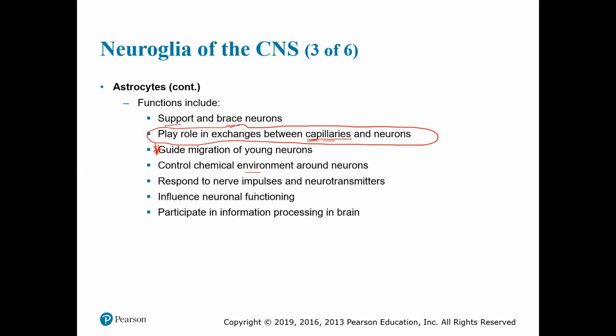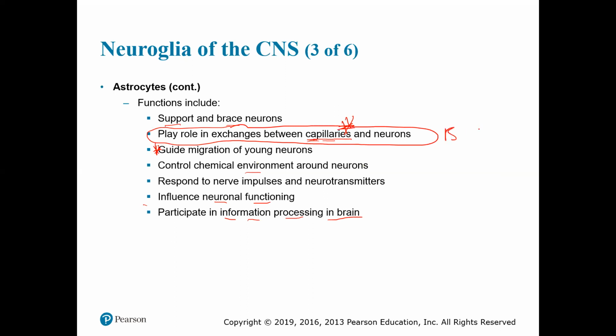And respond to impulses through neurotransmitters, and we'll get into that. Of course, they influence neuronal function. They all do. And important, it's about information processing in the brain. So they may have something to do with some memory issues here. But again, a lot of this is still under research. But this is what we know about the connection and the blood-brain barrier.